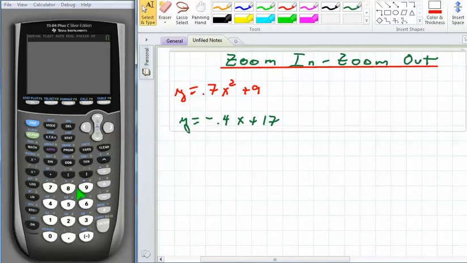So let's graph these two equations. We have a parabola and a line. We have not solved systems of equations like this before, but we will.